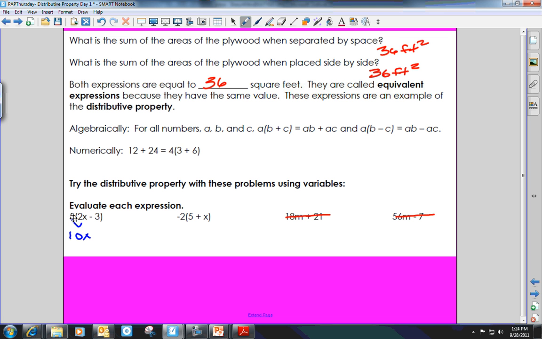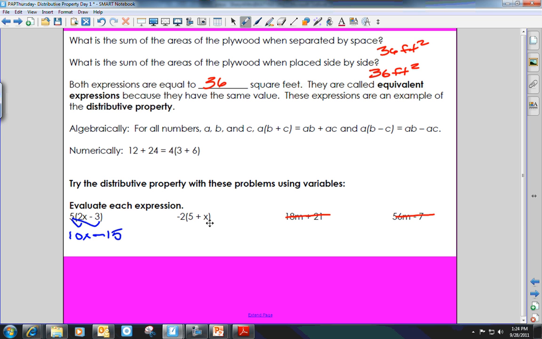Then I distribute 5 times 3, and that's 15. Okay, I'm going to keep my subtraction sign. All right, so now I have 10x minus 15. That is the solution to this expression. It's not set equal to anything, so we can't solve for x.